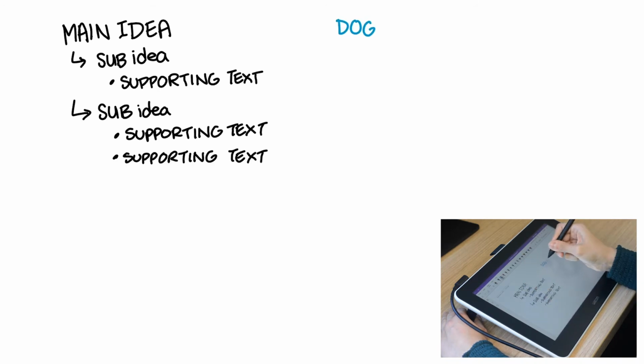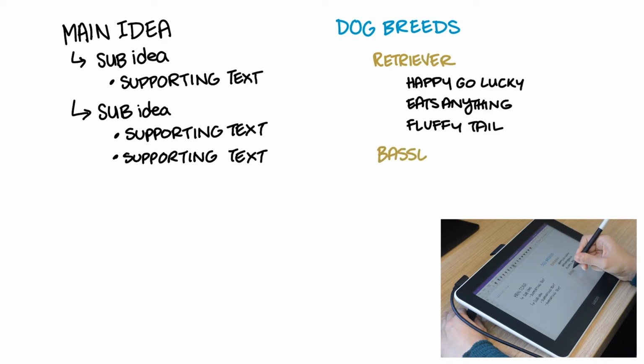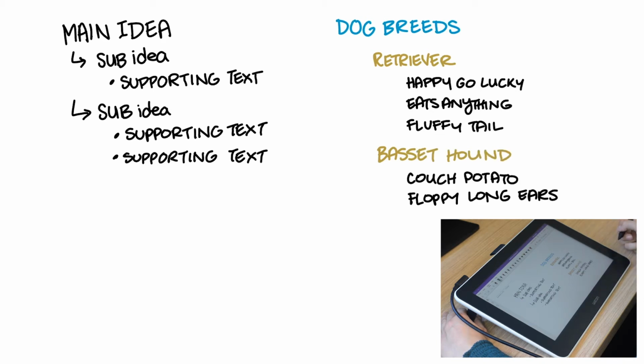An example might be dog breeds as our main idea. A retriever could be a sub-idea, since it's one type of breed, and the characteristics of a retriever can be listed underneath. A different sub-idea might be a basset hound. And these are some characteristics.